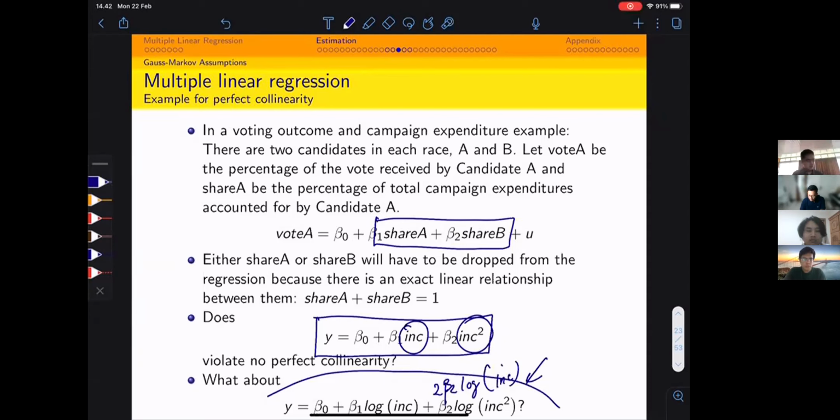And so we have log income and 2 log income. It means that 2 log income is a linear function of log income. In this particular case, we violate the no perfect collinearity assumption, okay? Although it's not really that much of an issue nowadays, since a lot of you are working with relatively large data sets, relatively huge micro data. And so the issue of perfect collinearity may not be that severe, okay? But if you're working with a small data set, then perfect collinearity is something that you have to pay attention to, okay?